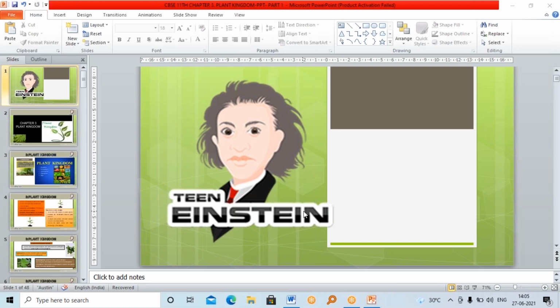So you have to be careful, because it has more weightage. New terms you have to note down. And in this chapter we are going to study the classification of the plant kingdom.